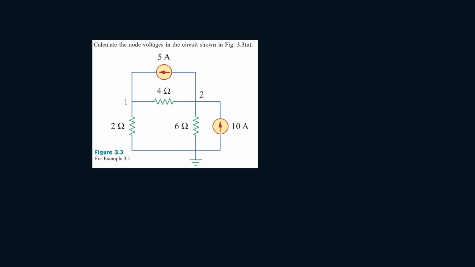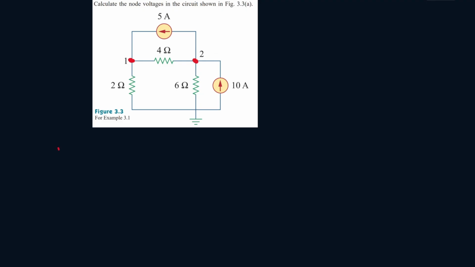Okay, we have to find the voltage at these two nodes. So let's start by writing a nodal equation. So it'll be node 1. Let's write the direction of current. Let's say this is moving in this direction. Let's call it I1. Let's say this is moving in this direction, and let's say this is moving in this direction.